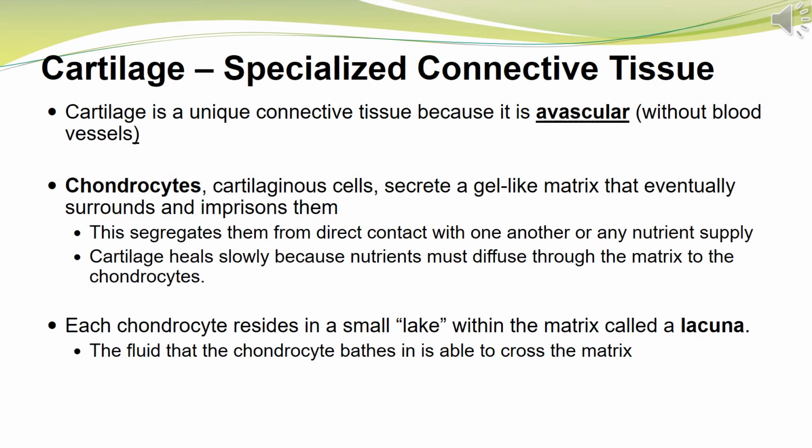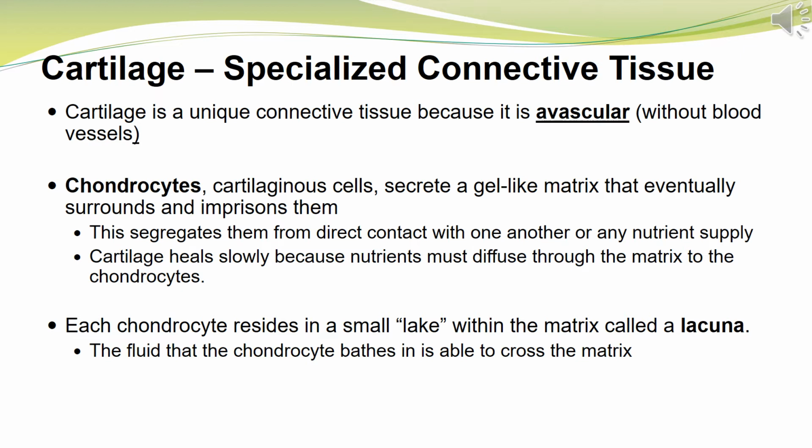Cartilage is a specialized type of connective tissue and is unique simply because it is avascular, and this means that it doesn't have any blood vessels buried within it. And the cartilaginous cells in the body are called chondrocytes, and they secrete a gel-like matrix around them such that it eventually imprisons them. And this segregates them from direct contact with one another or any nutrient supply.